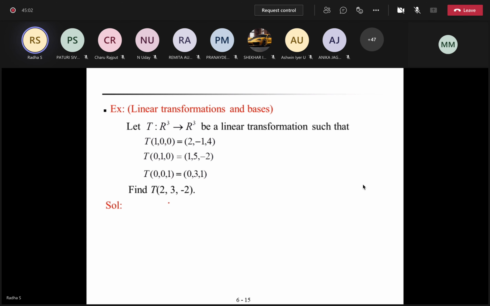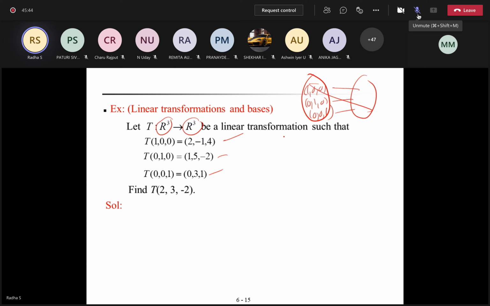Okay. So they are asking you, see, all these things are given. R cube to R cube here. What is 1 0 0, 0 1 0, 0 0 1? They are nothing but what are they? Identity. Right. Basis elements, standard basis elements, right? So the transformation, see, they are defining the transformation on the basis elements. Where does 1 0 0 go? Where does 0 1 0 go? All these things they have defined. We need to find where does 2, 3, minus 2 go.